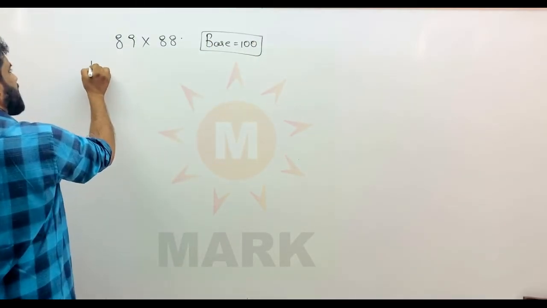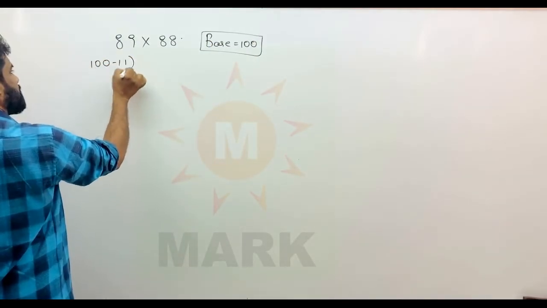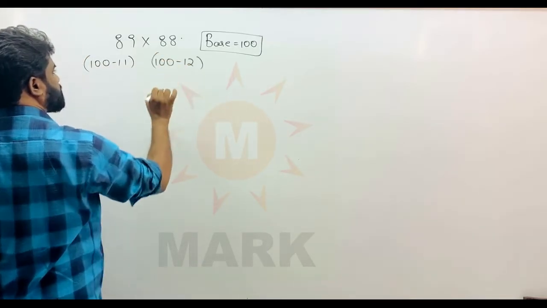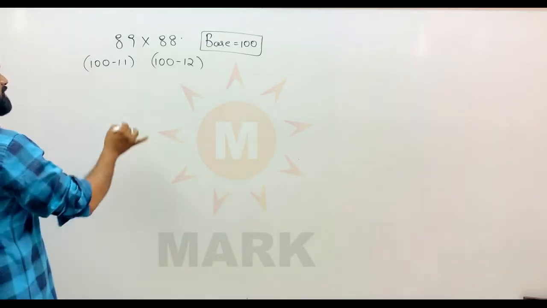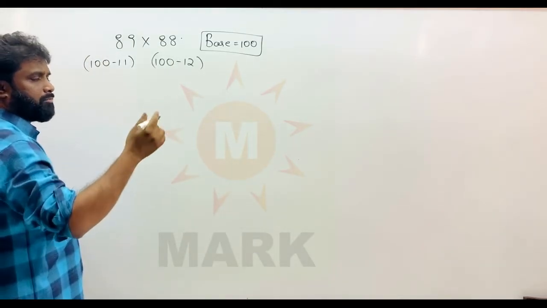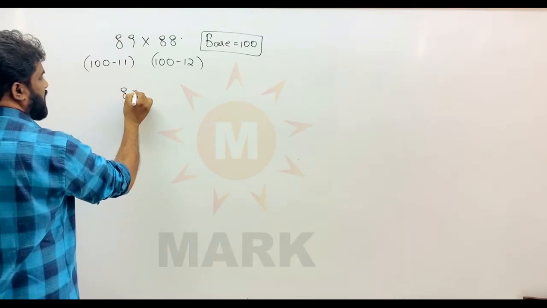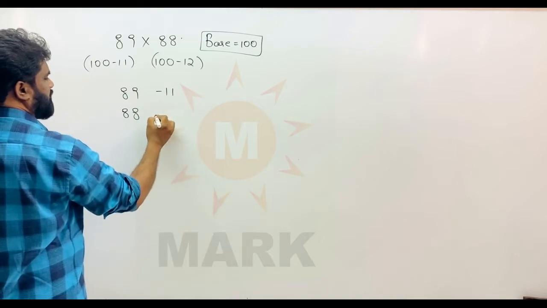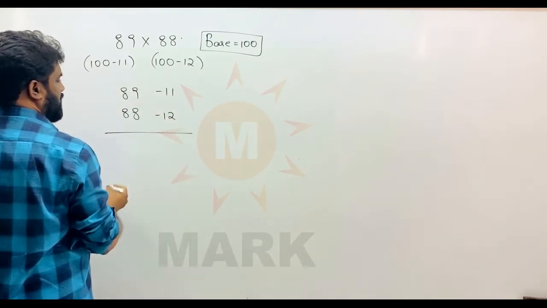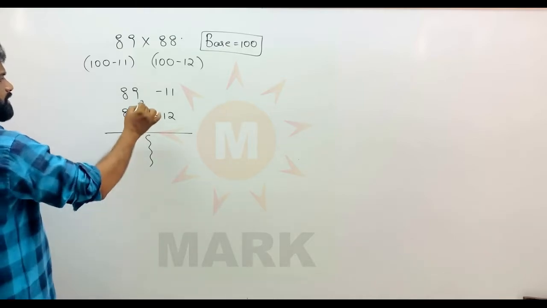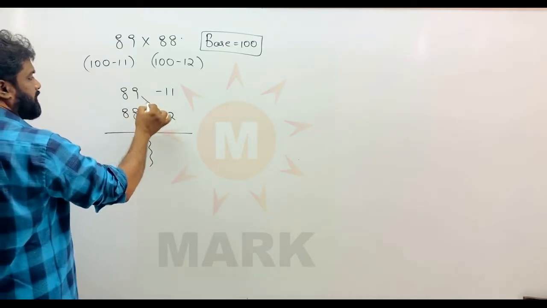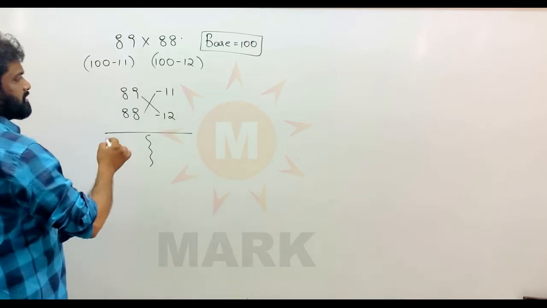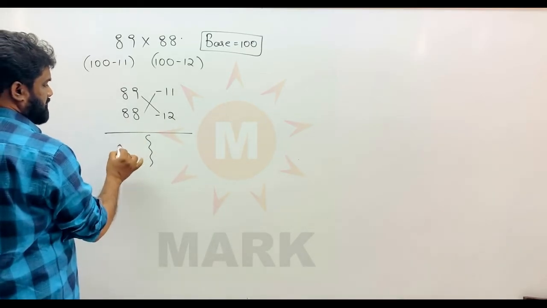When you see 89, it will come like 100 minus 11. And when you talk about 88, it will come like 100 minus 12. Now when I write 89 into 88, this is nothing but minus 11 and minus 12. And here we are dividing the answer into two parts. First we write the cross sum: 89 minus 12 or 88 minus 11. We get the same answer, that is nothing but 77.